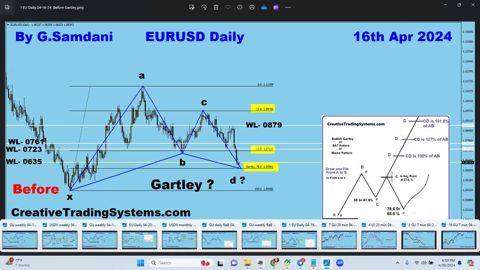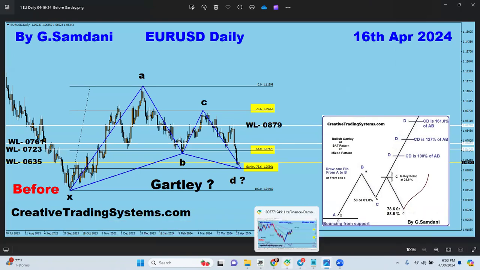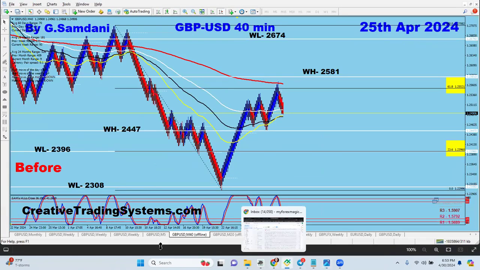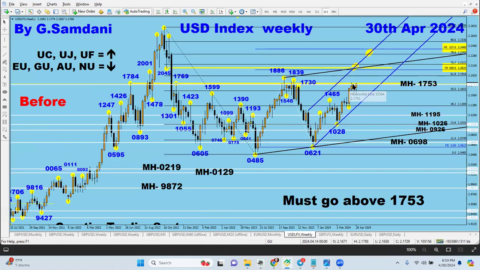So what happened to USD then? The US dollar is wobbling around this area. Let me show you. First it hit 1753, then it started dropping. Then it went up and started dropping again, and today it's going to the upside. So it was a couple of days of flip flop just below 1753, so you need to be very careful.